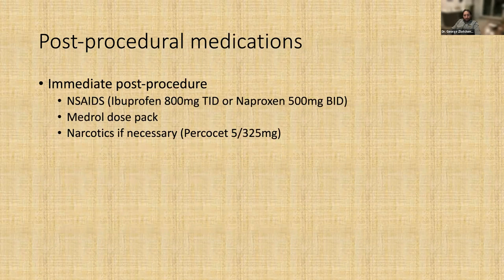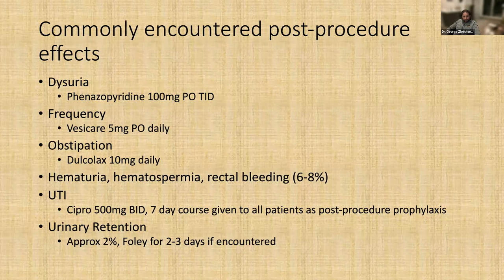So medications. After the procedure, I would give them naproxen 500 milligrams BID for a week. I don't give narcotics. I've never had to use narcotics. And I rarely give them a Medrol dose pack unless they're still complaining of pain after. But I will reserve narcotics for any patients that are refractory to the first two. And then also an antibiotic. It is on there. And there are various medications you can use for other side effects like dysuria.